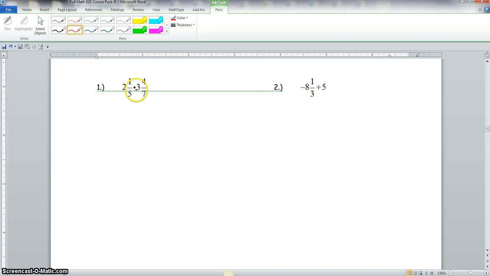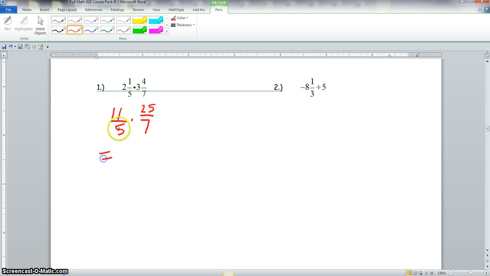So now we had 2 and 1/5 times 3 and 4/7. Now to change this to an improper fraction, we know that our denominators will stay the same. Now to find our numerators, we take this whole number times the denominator plus the numerator. 2 times 5 is 10 plus 1 is 11. And here we would take 3 times 7 is 21 plus 4 is 25.